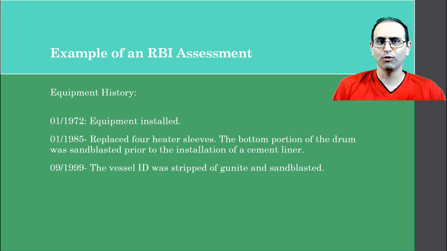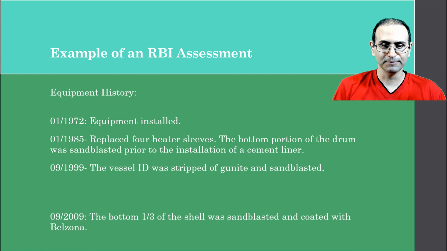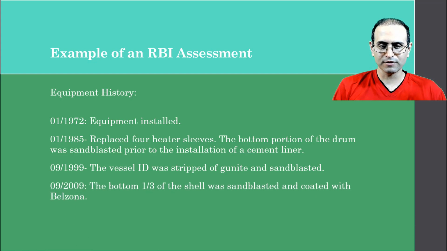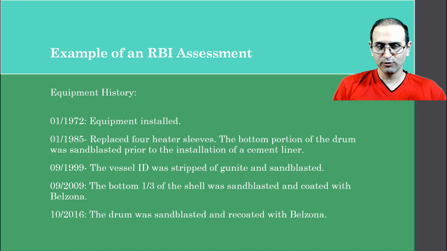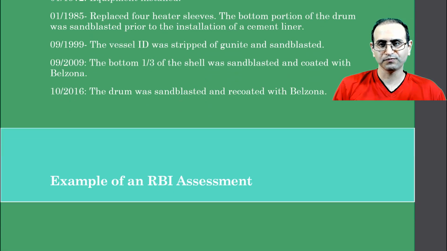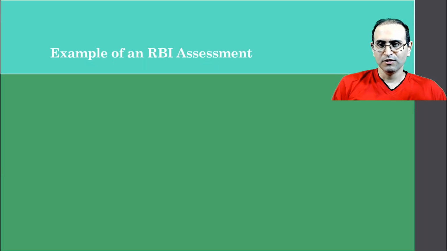It doesn't say more about what happened next. It just says that it was sandblasted. In 2009, the bottom third of the shell was sandblasted and coated with Belzona. So it was coated in 2009, and in 2016 the drum was sandblasted and recoated with Belzona again. So it sounds like there is a kind of history of losing that liner.